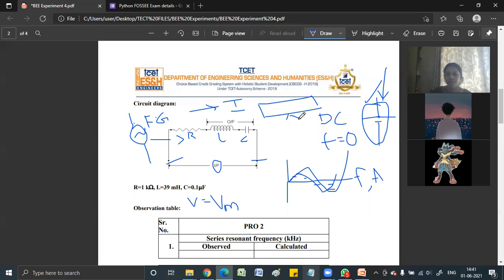Now I'm interested in measuring the output. Where is the output taken? Where can you see the output? One end is over here, another end is over here. So the output is taken across this LC, right?